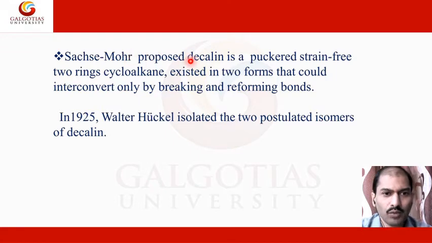So Sachse and Mohr proposed decalin is a puckered strain-free two-ring cyclohexane that existed in two forms that could interconvert only by breaking and reforming bonds. In 1925, Hückel isolated the two postulated isomers of decalin. So here, this is all about the conformation of the cyclohexane. Mohr proposed the puckered strain-free two rings of cyclohexane existed in two forms that could be interconverted only by breaking and reforming the bonds.